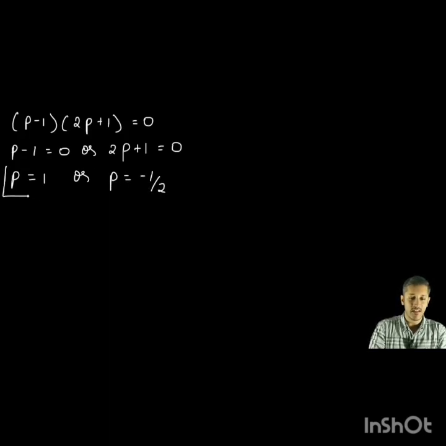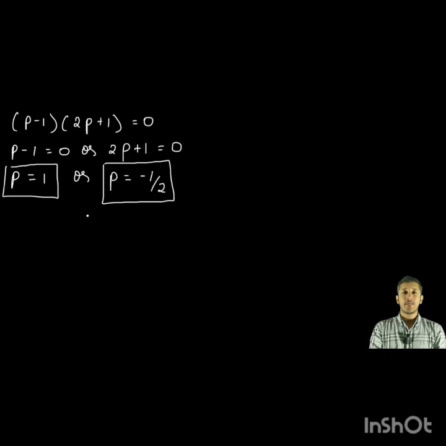So these are the two values of p. I hope everyone understood this. Kindly note this down.